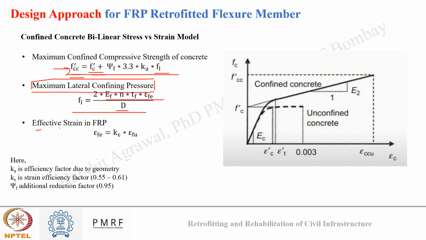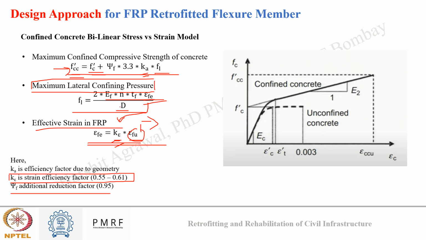And the effective strain in FRP is given by this equation: Ke times epsilon Fu. Here I need the effective strain, so I will calculate the strain from this equation. Epsilon Fu I will know from the material property, and Ke is the efficiency due to strain reduction, the strain reduction factor. Ka that I used here is the efficiency due to geometry. We will see later on how K is calculated, and gamma F, its value is fixed as 0.95. It is a strength reduction factor.